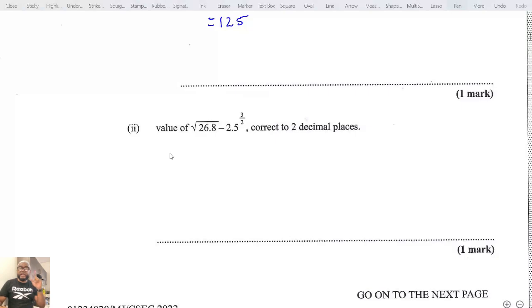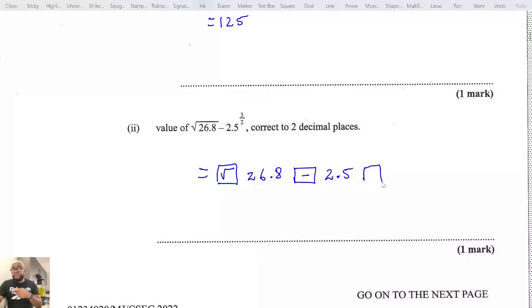So on your calculator, they said find the value of the square root of 26.8 minus 2.5 to the 3 over 2 power. And they want you to write your answer correct to 2 decimal places. So on your calculator, I want you to hit the square root button first, then put in 26.8, hit that, then hit the minus button, okay? Press 2.5, then you're going to raise it to the power, right?